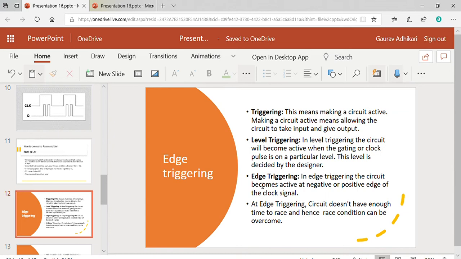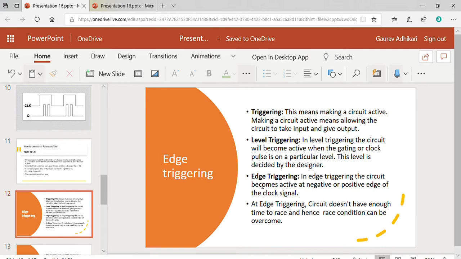By making a circuit active, I mean allowing the circuit to take input and give output. There are two types of triggering. First is level triggering and second is edge triggering.